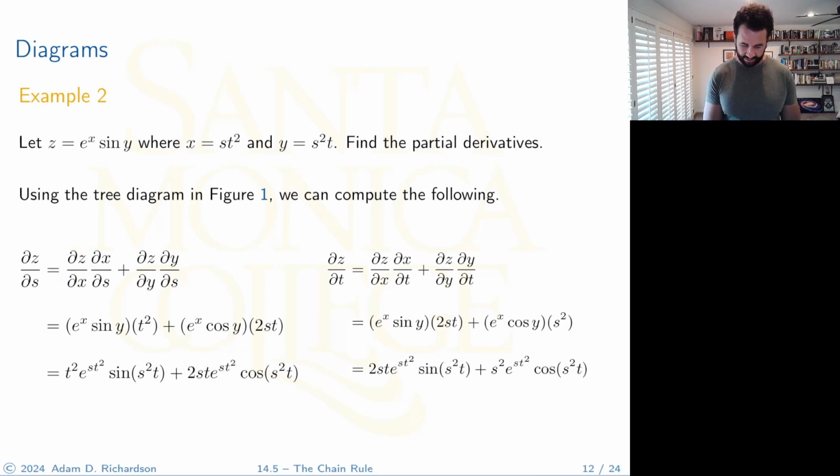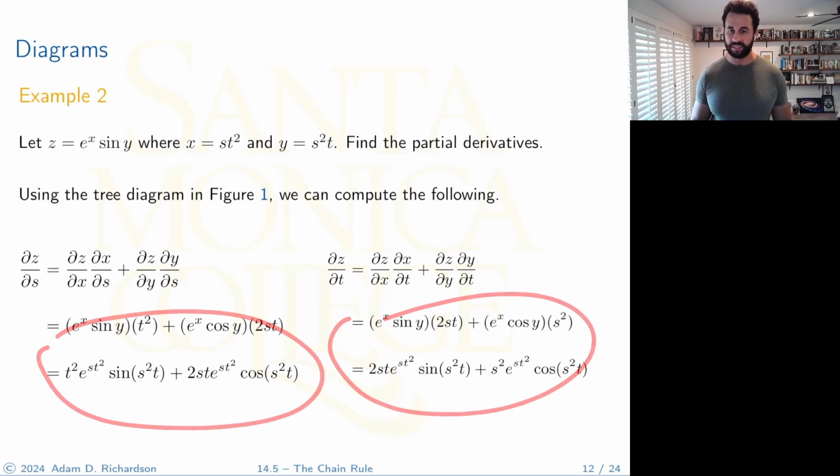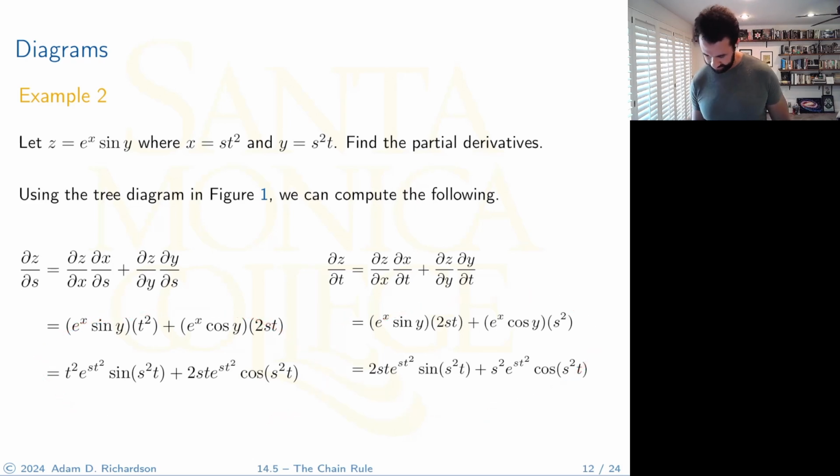Partial z, partial x is this. Partial x, partial s is this, and so on and so on. I won't dwell. You're welcome to verify that these are correct. Hopefully I don't have any typos, but that's the idea.